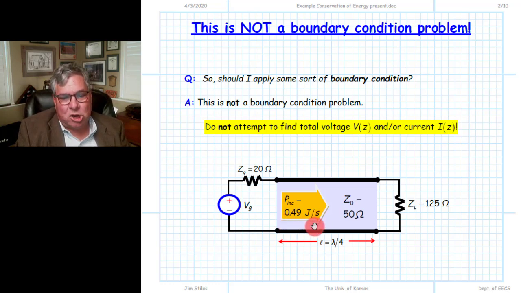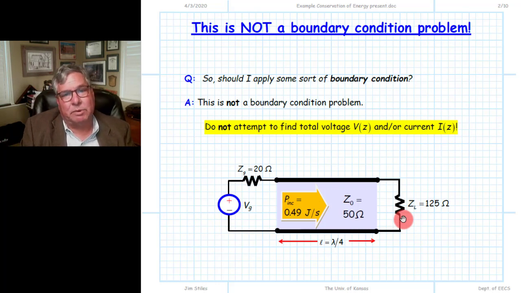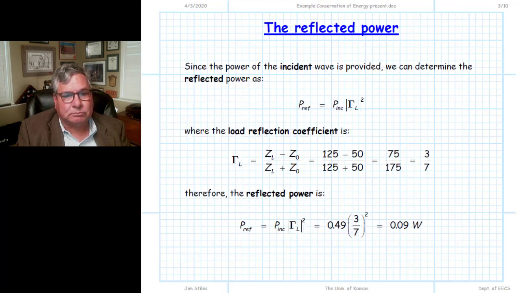Well, if we look at this, we know that the incident power in this case, as we said, was 0.49 watts, 0.49 joules per second. And that is the incident power, the power that's incident on a load. And right away we say, okay, here's something that we know. If I know the incident power on some specific load attached to a transmission line of some specific characteristic impedance, from that we can determine right away the reflected power from that load. So let's go through and do that.